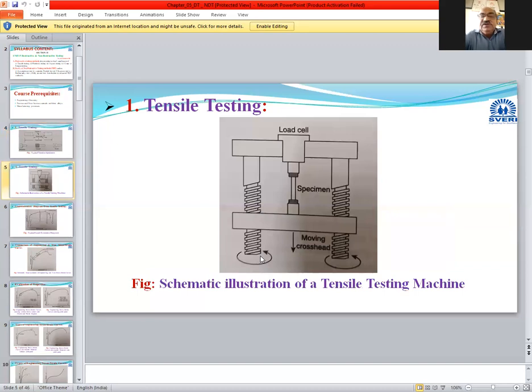This is the machine where we kept the specimen for testing yesterday. Two jaws are there: the upper jaw is fixed, and the lower jaw is movable. Threaded pillars are there, and with the help of this thread, we can move the lower jaw up and down, which applies the load on the job. Okay, so this is the schematic diagram of the universal tensile testing machine. Next.